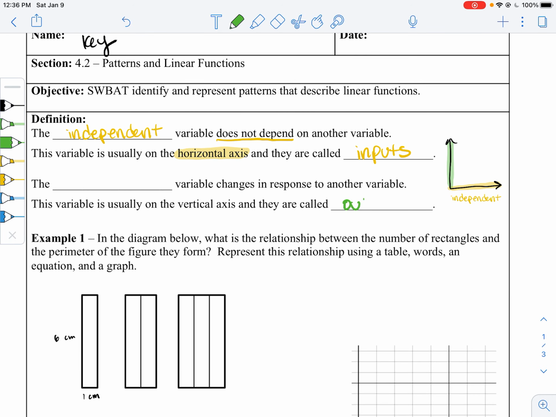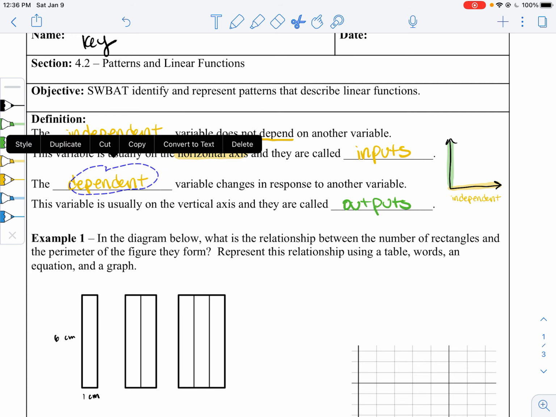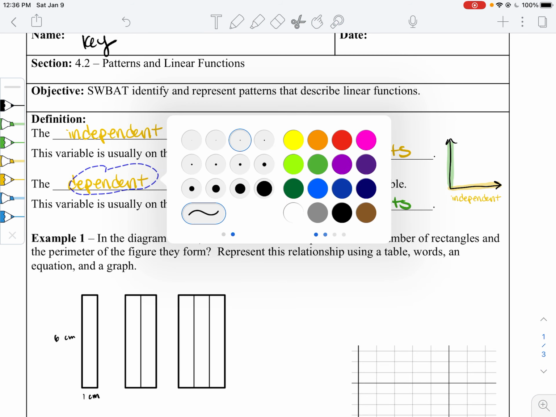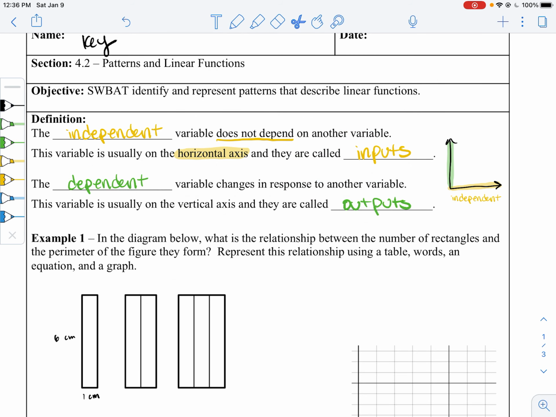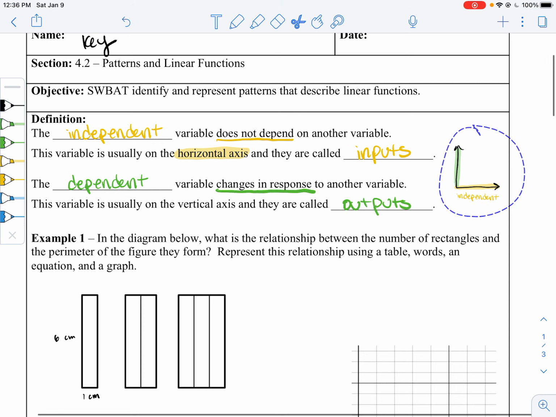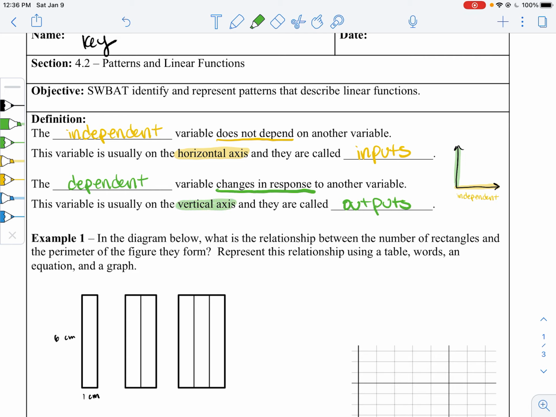That output is going to depend on whatever your independent variable is. So since it depends, we'll call it dependent. And I like to represent them in green. No particular reason, it's just consistency. So the dependent variable will change depending on what your independent variable is. This is all kind of abstract, and we'll get into more detail in a little bit. So the dependent variable goes on the vertical axis. It goes up and down, and we call those outputs.